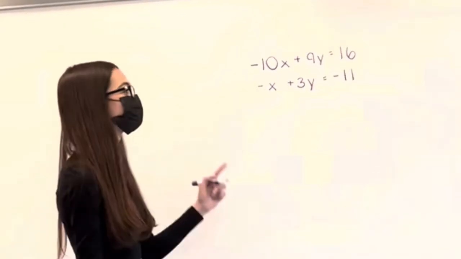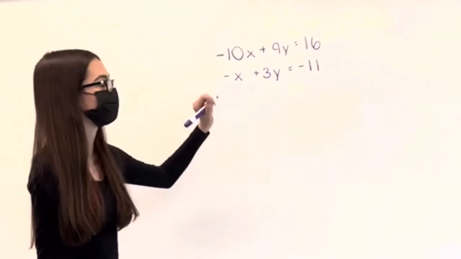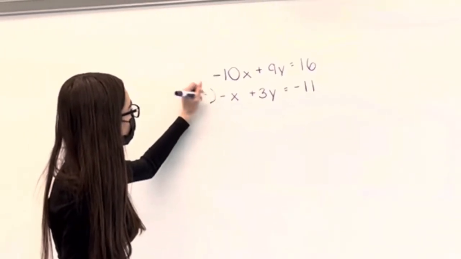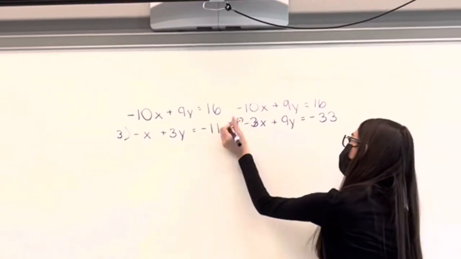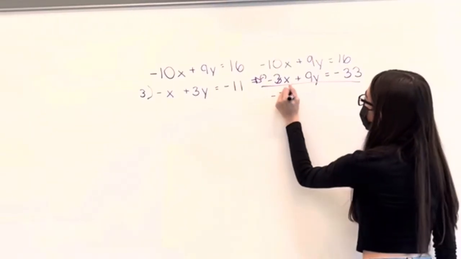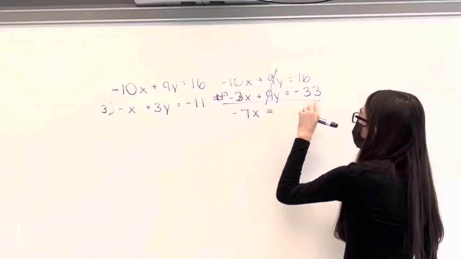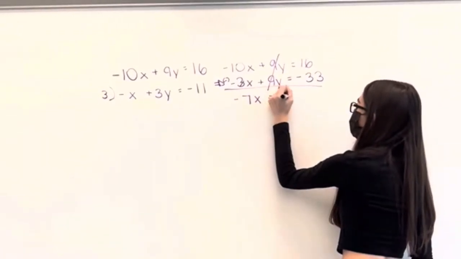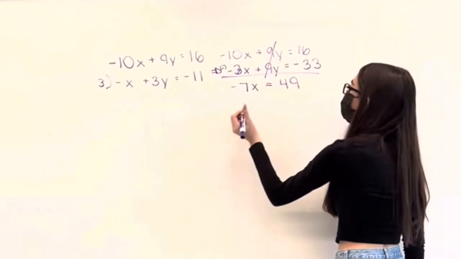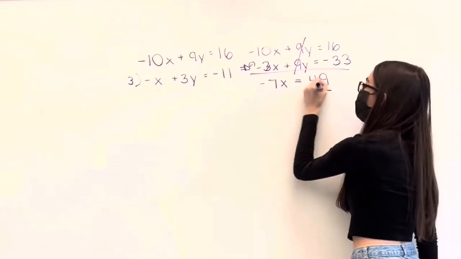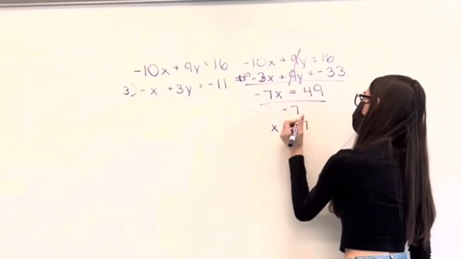My name is Jessica, and I'll be doing this problem. First, to get 9y and 3y the same, we can multiply this equation by 3. Then negative 7x, and the 9y cancels out. And then 16 minus negative 3 is 49, because a negative minus a negative is a positive. Then to get x by itself, we divide by 7 to get x equals negative 7.